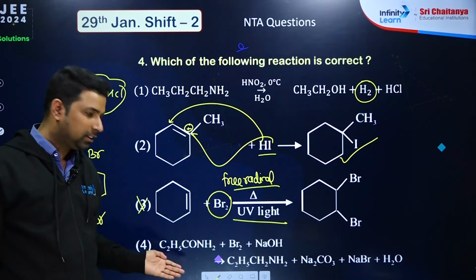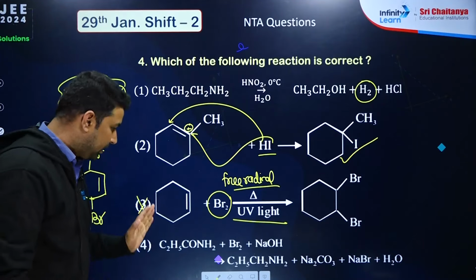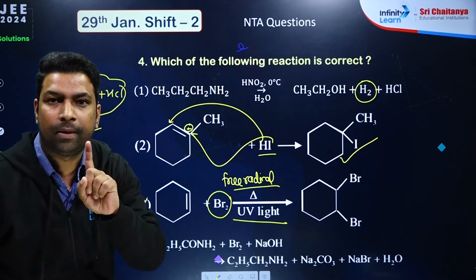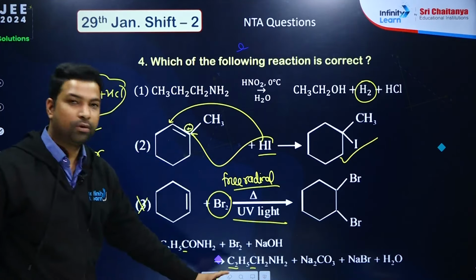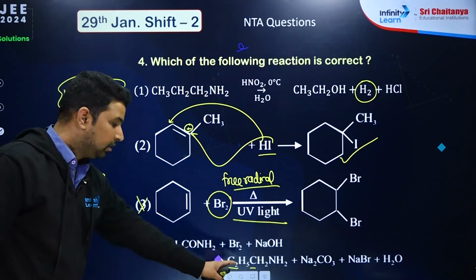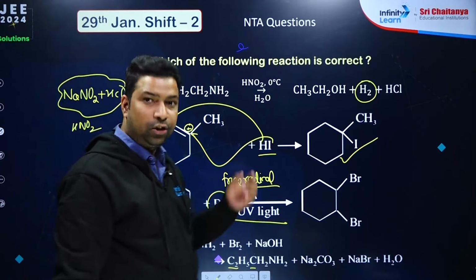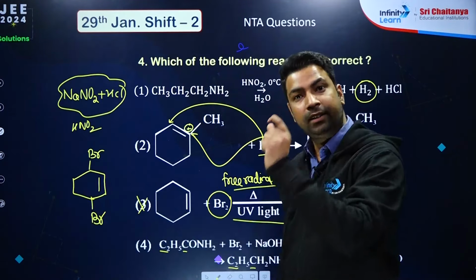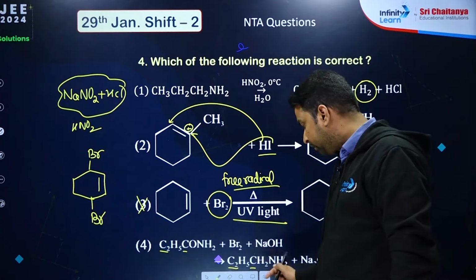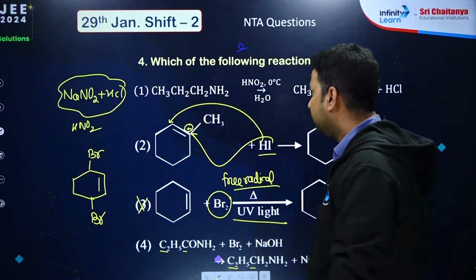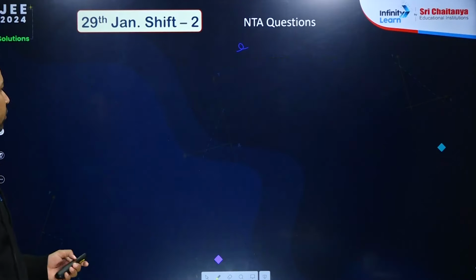And the fourth one is the famous Hofmann bromamide degradation. The word degradation suggests the reactant and product will differ by 1 carbon. But you can see 2 and 3 carbon in reactant, 2 and 3 carbon in product. Since the number of carbon is the same, this reaction is not correct, because the word degradation itself suggests the number of carbon should be less on the product side, in the main product. So your second will be the correct reaction. So B is your right answer.